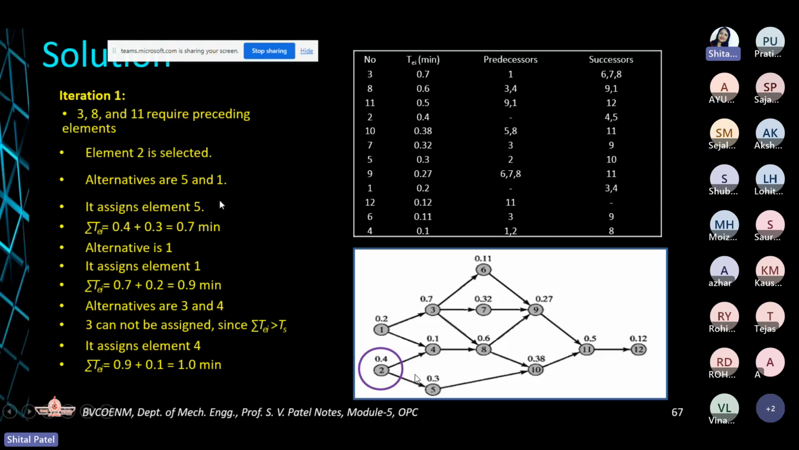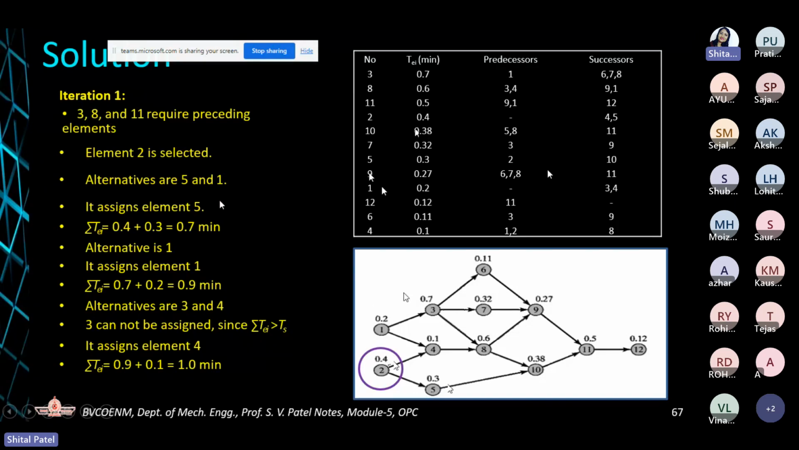Okay, so 0.4 plus 0.3 is 0.7. Our cycle time is 1 minute, so we still have an opportunity of 0.3 minutes. We can accommodate an activity having up to 0.3 minutes of time. So we have allocated 2 and 5. Next, moving ahead, we have 9, which is not possible now. We can include 1 because it does not have any predecessor.